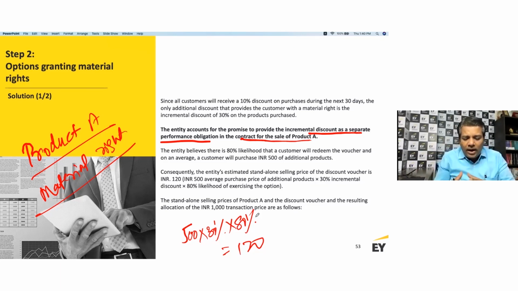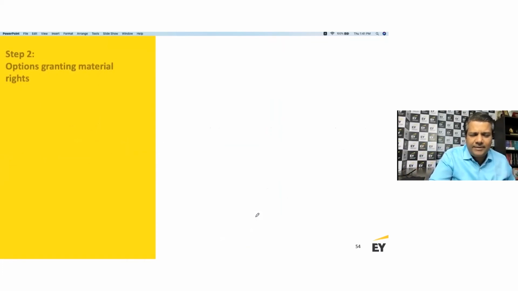Right? Now, how do I allocate 1,000? So that's my third step: determine the total contract consideration, which is 1,000. Now, I need to allocate this 1,000 to each of the performance obligations. What are my performance obligations? Two performance obligations.